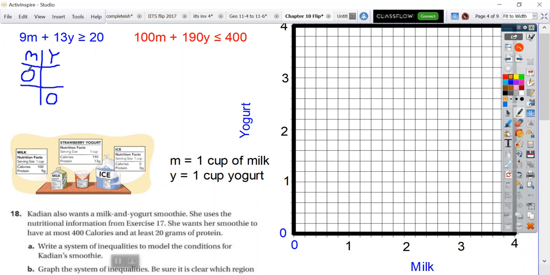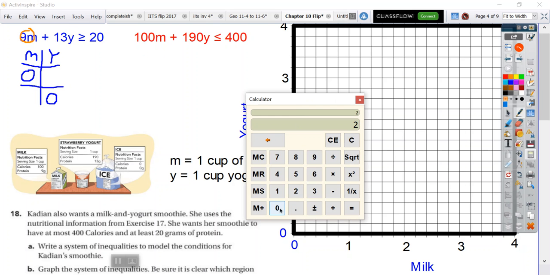So if milk is 0, that's going to make this 0. Okay, that doesn't add anything. So then really all I'm going to have to do is divide 20 by 13. And I get 1.5. And I'm going to round to the nearest tenth. So I have 1.5. All right, so next, instead of having no milk, I'm going to have no yogurt. So if that's a big fat 0, I'm just going to divide 20 by 9.